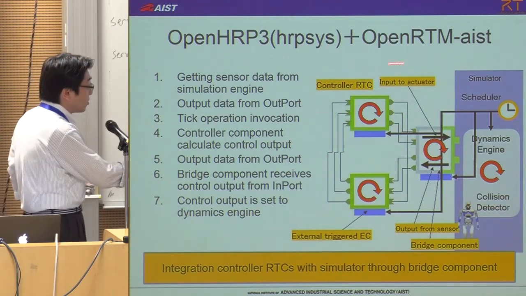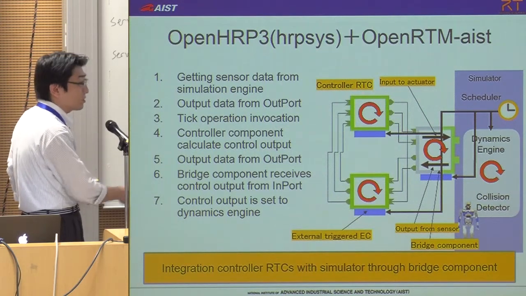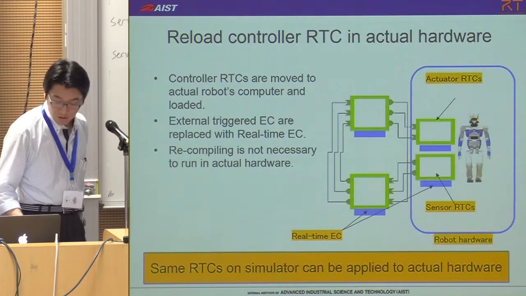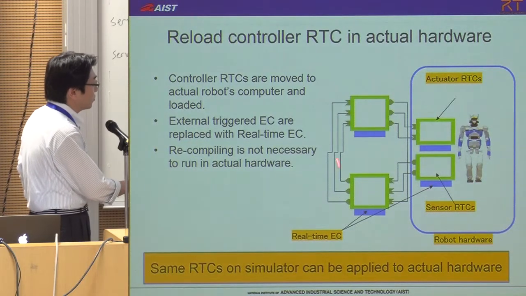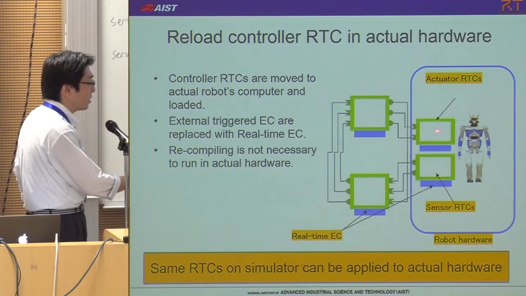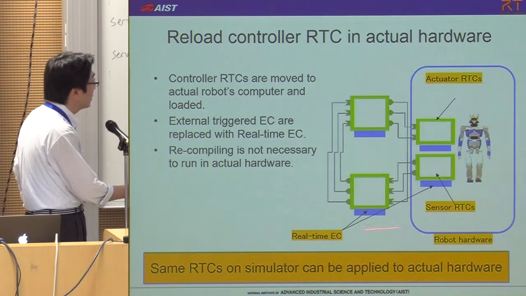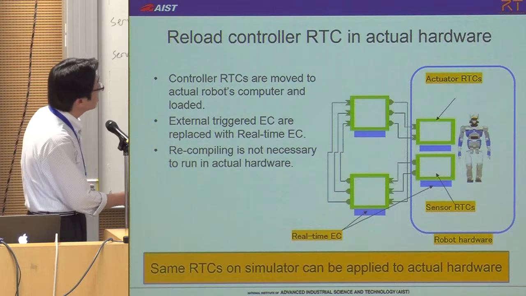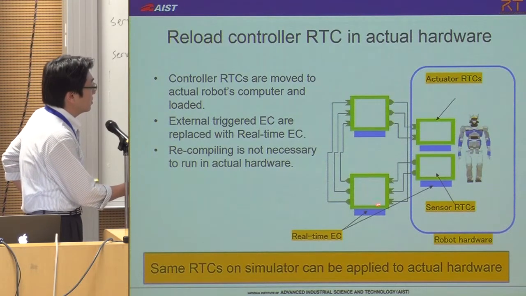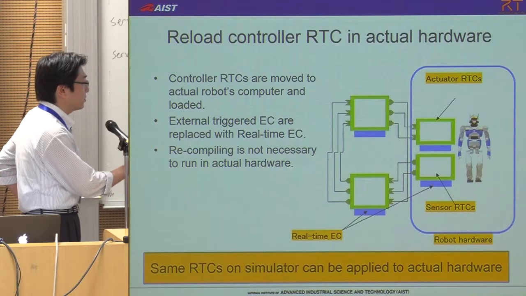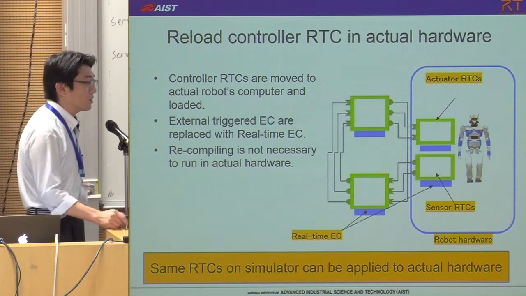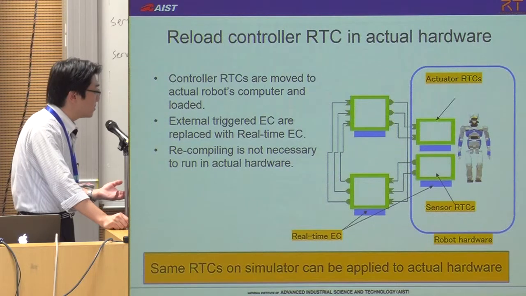And these two components can be used on the actual robot hardware without any recompilation. Like this, you just put these control components on the actual hardware and connect the sensor and the actuator. And then, in this case, these execution contexts are replaced with the real-time execution context. So totally, these components are executed in a real-time thread.